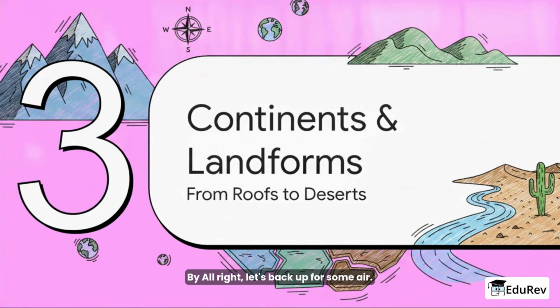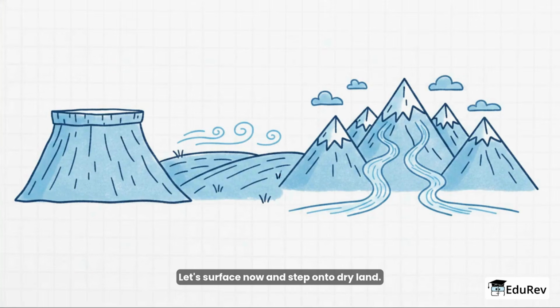Alright, let's back up for some air. Section 3. Landforms across the continents, from roofs to deserts. Let's surface now and step onto dry land.